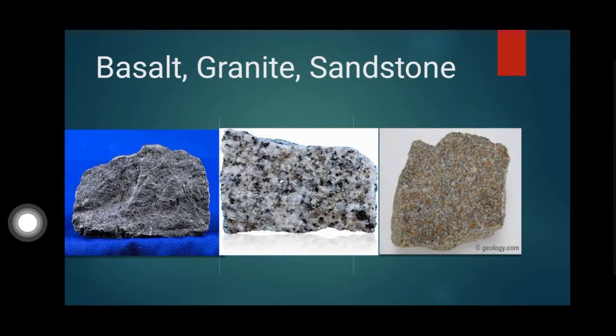Look at these three pictures children. The first one is basalt, second one is granite, and the third one is sandstone. So the first one, basalt, that is an example for extrusive igneous rock, and the second one, granite, that is the example for intrusive igneous rock, and the last one is sandstone, that is the example for sedimentary rock that we are going to see now.